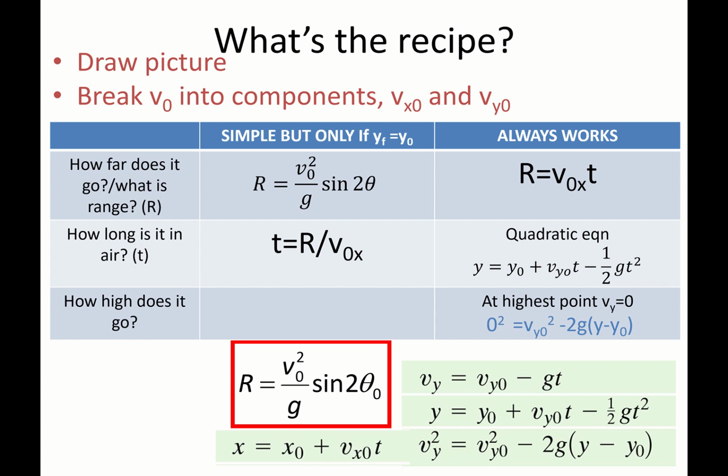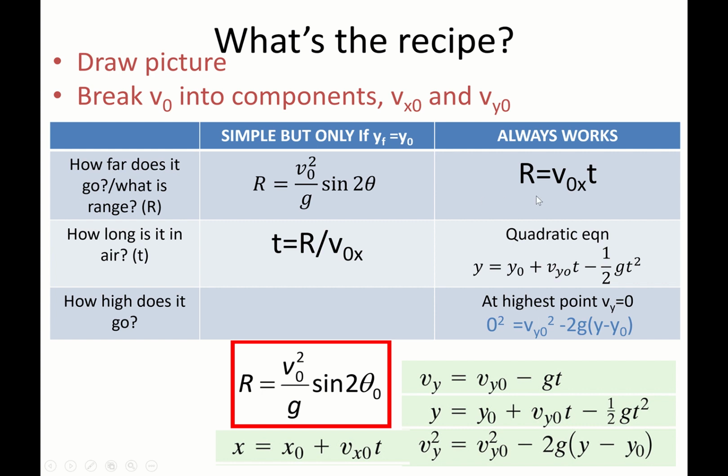Once you've done that, then we can go ahead, and I've got this sort of magic table here to look at, and you can see at the side here I've got 3 questions. So how far does it go? What is its range? So if it's asking that, then you're going to use the range equation. And this range equation, remember, it only works if it lands at the same height at which it took off. So if y final and y initial are the same, you can use that range equation.